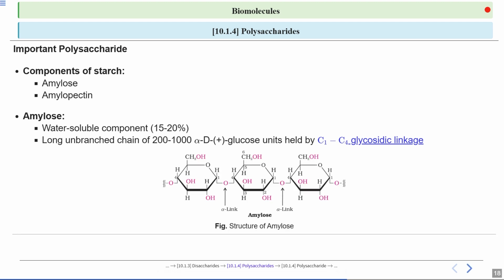If you look at this, this is the structure of amylose. You will see over here, this is a long unbranched chain in which we have 200 to 1000 alpha D glucose. This is connected by carbon 1 of one glucose unit and carbon 4 of another glucose unit. So this is one alpha link. Similarly, this is connected by carbon 1 of one glucose and carbon 4 of another glucose. This is also an alpha link. So it is C1 to C4 glycosidic linkage. This is the structure of amylose.